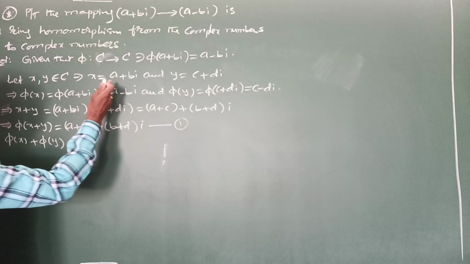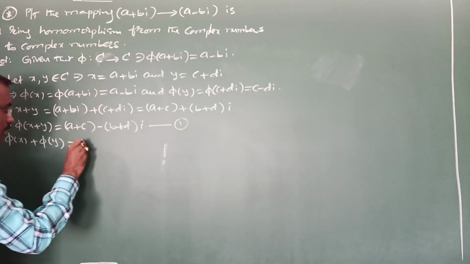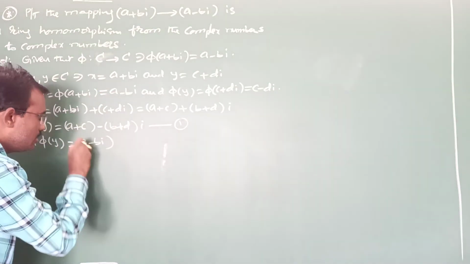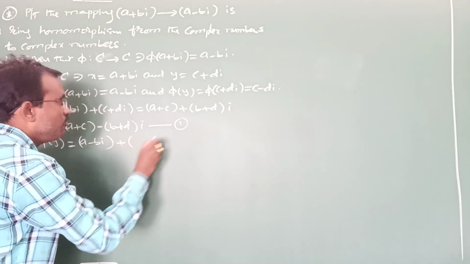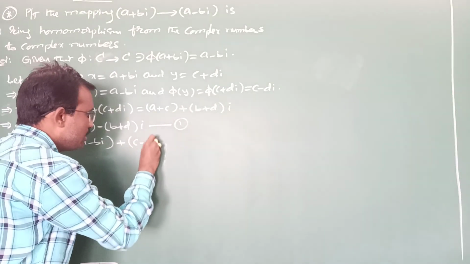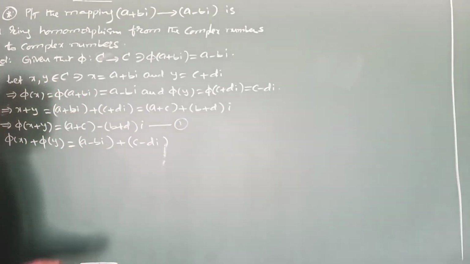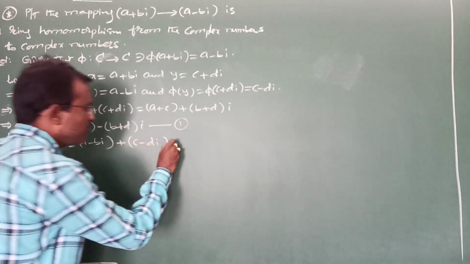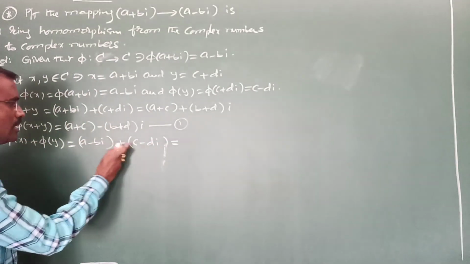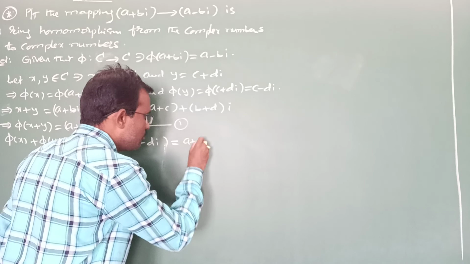You know what is phi of x, right? Here we defined it as a minus bi. Plus phi of y is what? c minus di. Yes, just to simplify this result, let us simplify it. Directly I am writing a plus c, free from i coefficient.